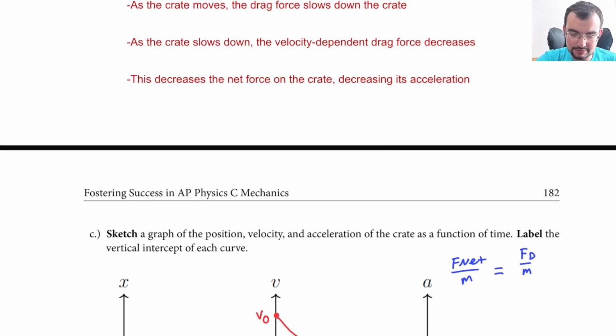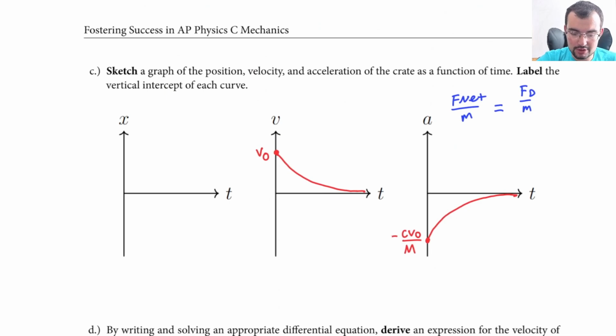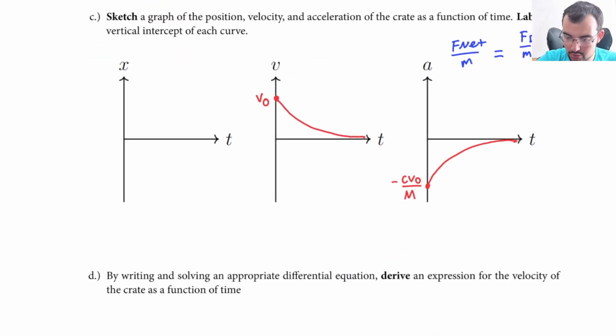All right, what about the position? Well, the position is just going to be something whose slope is v. We do know that we start at 0. Initially, we're going to be moving fast, then we slow down, then slow down, slower and slower. So that will give us a curve like this. And these all actually do have asymptotes because they will approach a value after a long time. We're going to be interested in the one on the x because it's not 0.